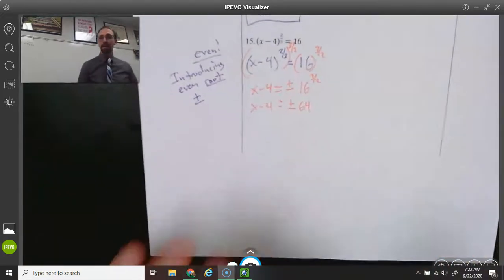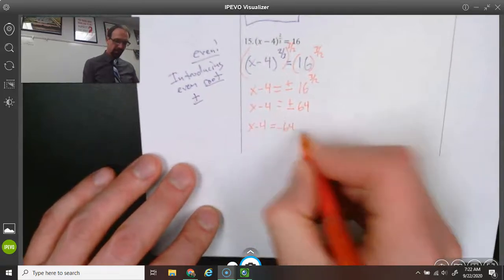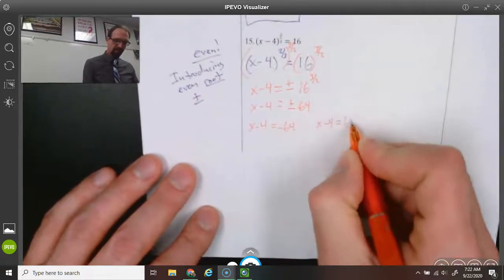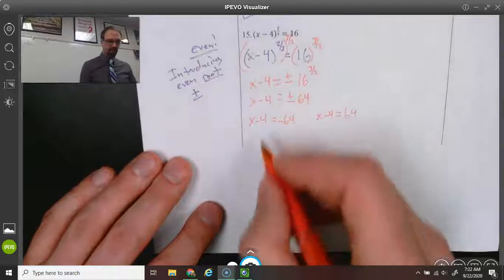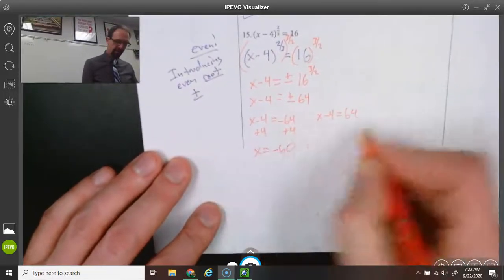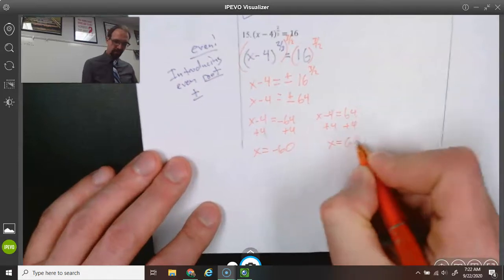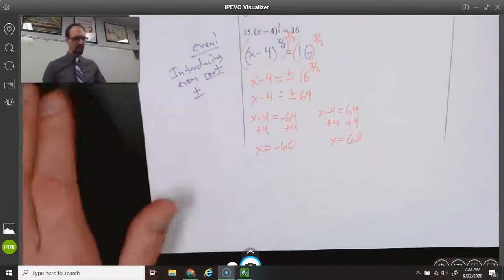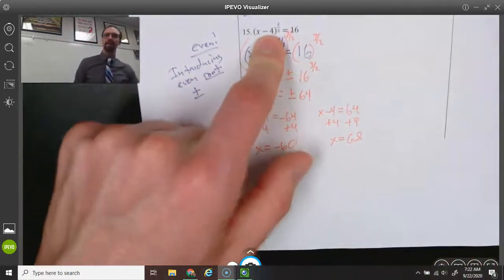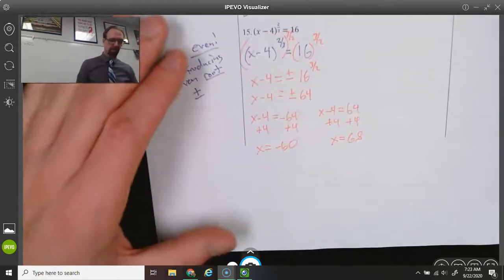Knowing that, now I can split this up into two parts: x minus 4 equaling negative 64, and x minus 4 equaling 64. Now these two equations we can solve. Add 4 on both sides, so I get x equals negative 60. And then add 4 on both sides, x equals 68. Because my initial domain had an odd root, I don't need to check the domain of this one.